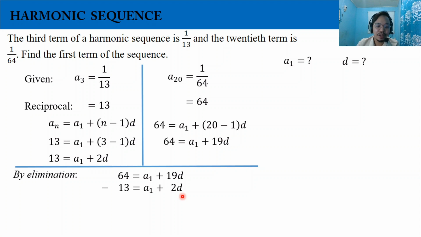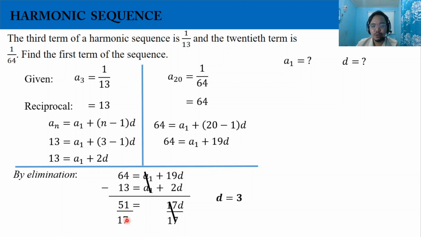So in the first step, we can eliminate a sub 1. So 64 minus 13, that's 51. Then we can cancel out the a sub 1 because a sub 1 minus a sub 1 is 0. Then 19 minus 2, that is 17. Then copy the variable. Then divide both sides by 17. So 17 divided by 17 is 1. Then 51 divided by 17, that is 3. So we found now the value of the common difference.